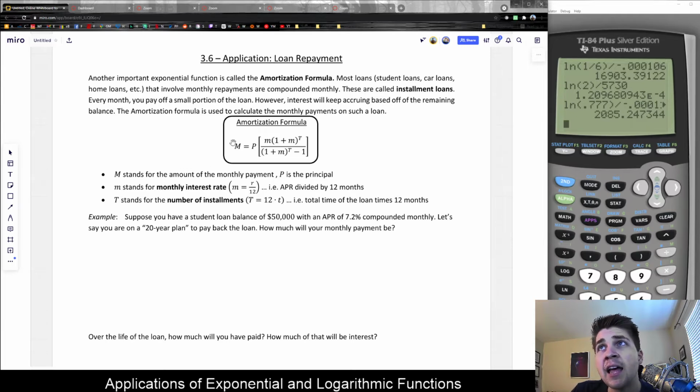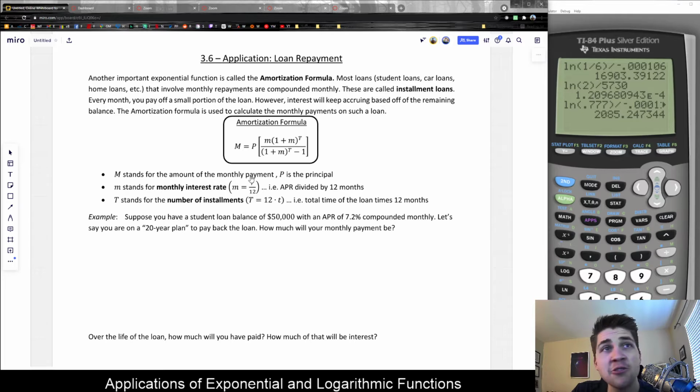But basically in the formula, M is solved for what monthly payment I would need to pay it off on time, assuming that the principal value of the loan is P, how much you borrowed or lent, whatever the case may be, how much was borrowed initially. M stands for the monthly interest rate. Sometimes it's called the periodic interest rate, but basically it's just the APR divided by 12.